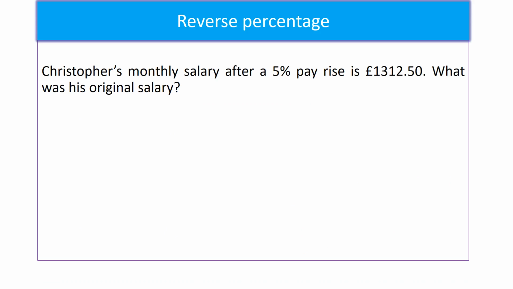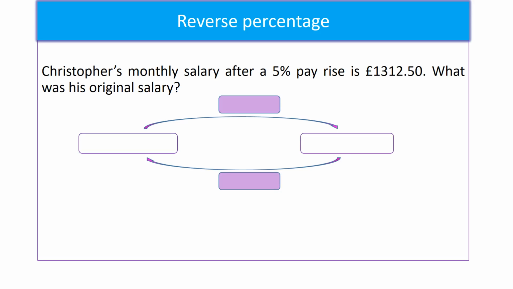Let's have a look at another one. Christopher's monthly salary after a 5% pay rise is £1,312.50. What was his original salary? So we don't know what the original salary was. This is what we're trying to work out.